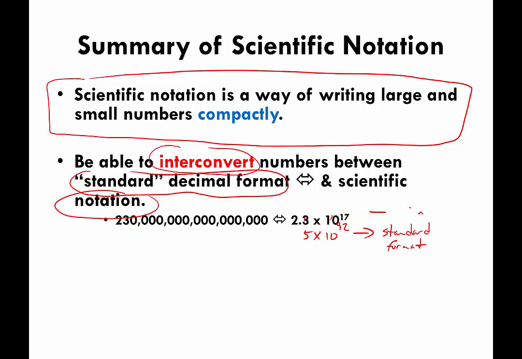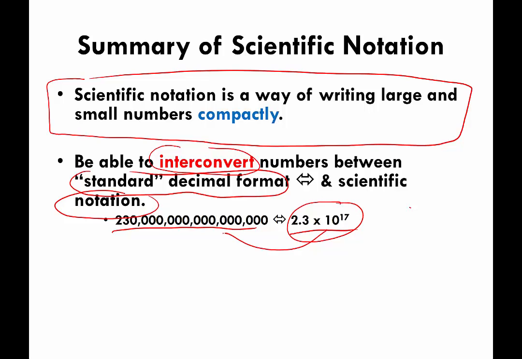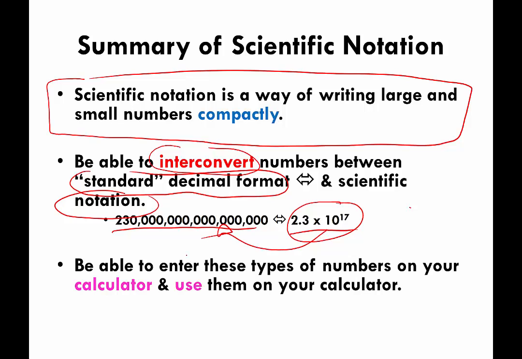Here's maybe a simpler example. If I gave you this number on the left, you better be able to convert it into 2.3 times 10 to the 17. And if I gave you 2.3 times 10 to the 17, you should be able to back convert it. And you're going to have to be able to do this on your calculator because certain calculations are coming that require this, because the numbers that we deal with will be too big or too small to just use all of the digits on your calculator. You're going to have to write them in scientific notation.